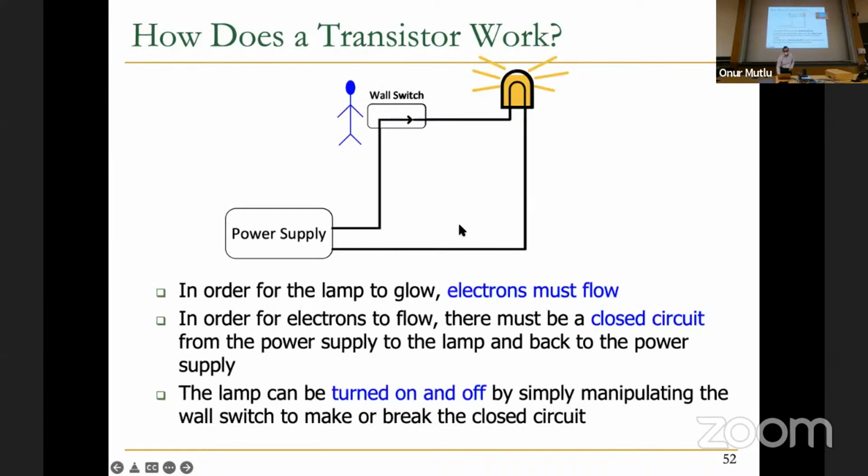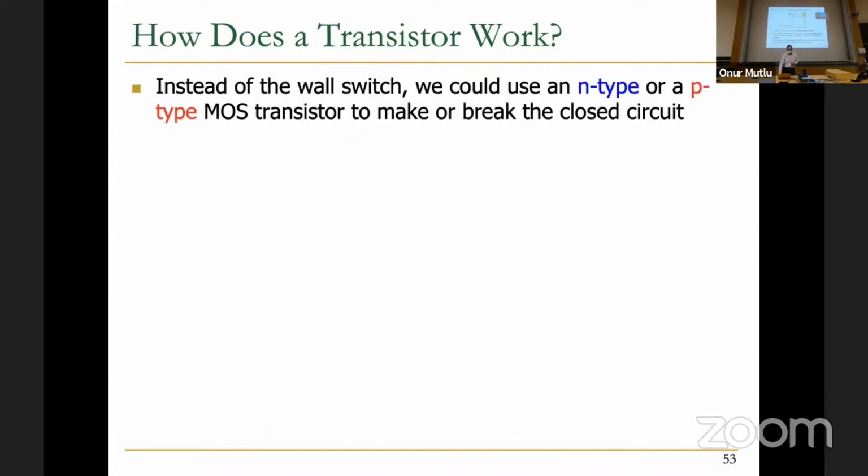At some point, you go back and press the wall switch again, or flip it back, and then electrons stop flowing because you have an open circuit. So basically, you can replace this wall switch with a single transistor. That's it. A transistor is the same as a wall switch from our perspective, so that we can build logic on top of it. Let's take a look at it.